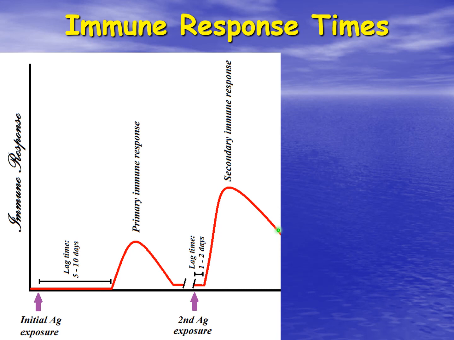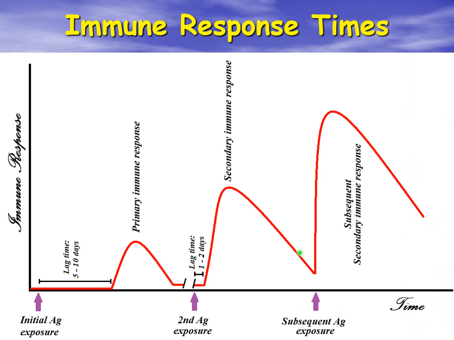Now, if we see this antigen a subsequent time out here somewhere, then we're going to basically see no lag time, because our antibodies from our secondary response here haven't gotten down to base level, and so they can respond immediately. But we will still see another higher increase in antibody level and usually a much slower decline over time. And so this would be a subsequent secondary immune response.